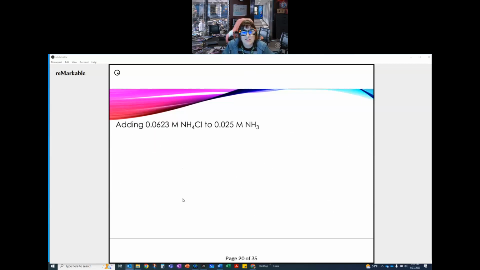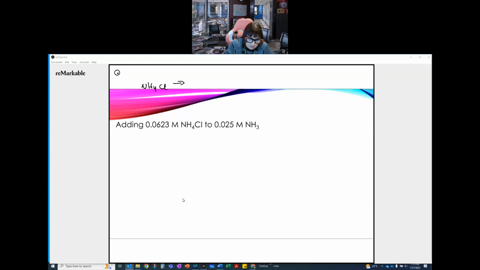Awesome. Let's try it again. And so we're going to add 0.0623 molar NH4Cl to 0.025 molar NH3. Now, NH3 is not an ionic compound. It is a nonmetal to nonmetal bond. That means that it is a covalent compound. That means it does not come apart. So that's not what I'm looking at right here. Okay?